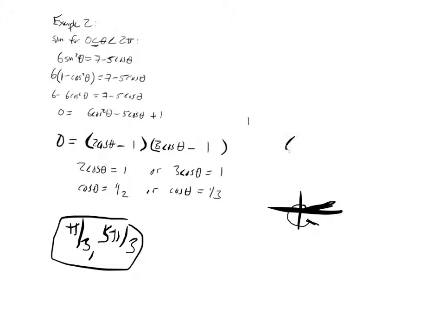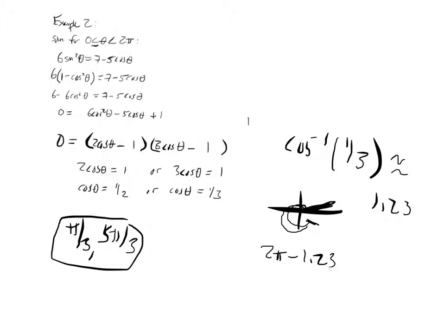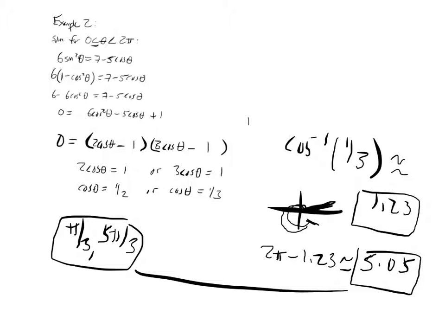So I do my cosine inverse of 1/3, which is going to give me a reference angle. That's about equal to, let's see, 1.23 for my reference angle. So therefore my other angle, if I'm going to go all the way around and use that reference angle, would be 2 pi minus 1.23, which is about 5.05. So I've got four answers: about 1.23 radians, 5.05 radians, or pi over 3 and 5 pi over 3.